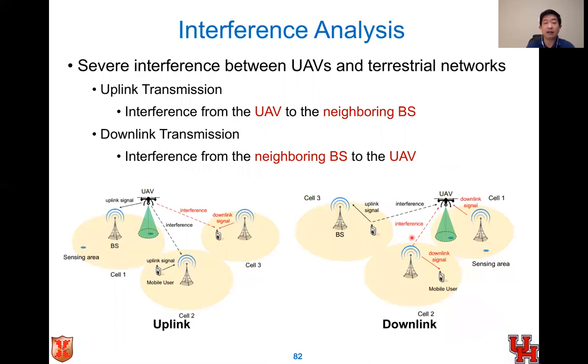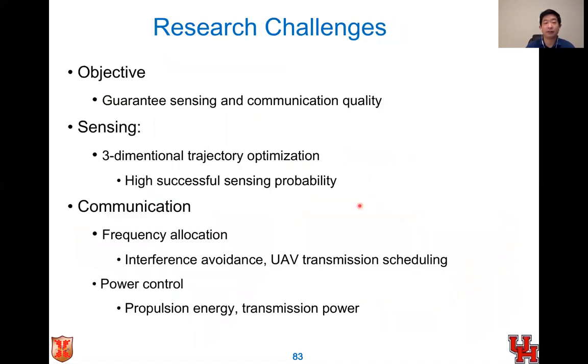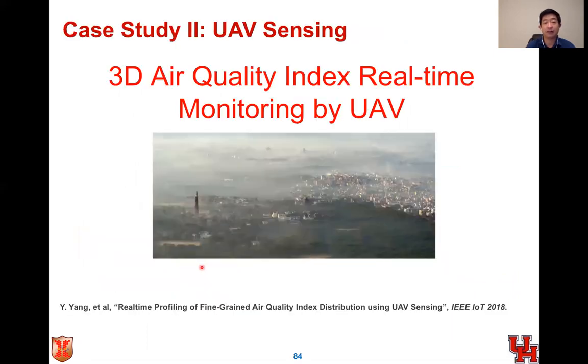And also you need to understand the interference. Your interference is not only to your base station, but also between downlink and uplink. So when you try to design this, be careful about this. And there are research challenges for the objective, for sensing and communication quality, and also the trajectory planning, communication power control, and frequency allocation.